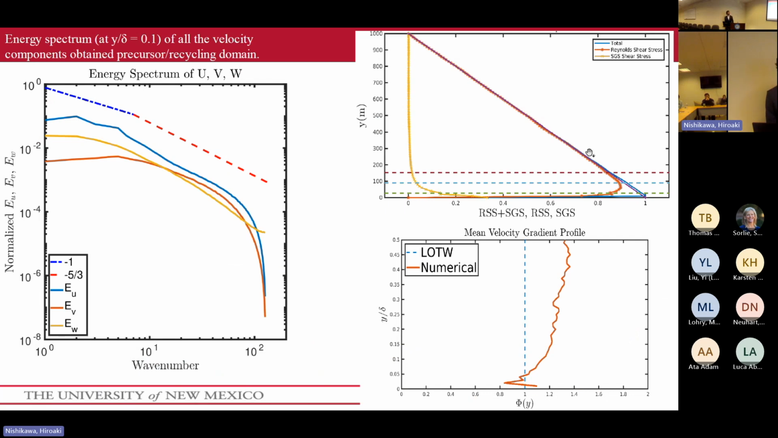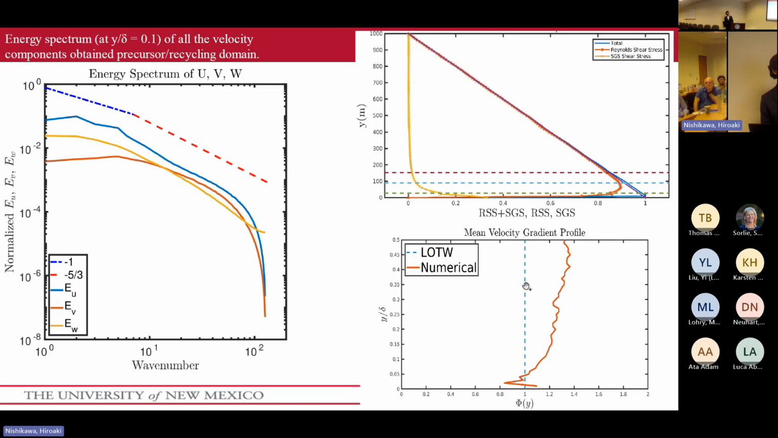So these are some other validations. This is the energy spectrum. The energy spectrum has two distinct slopes, -1 and -5/3. As you can see, this energy spectrum follows the theoretical slope quite well. And this is another validation: the total stress, the subgrid shear stress plus the Reynolds shear stress. If you add these two, you get the theoretical match, which starts from 0 at the top and comes to 1 at the wall. Obviously, those stresses are normalized by the square of the friction velocity.